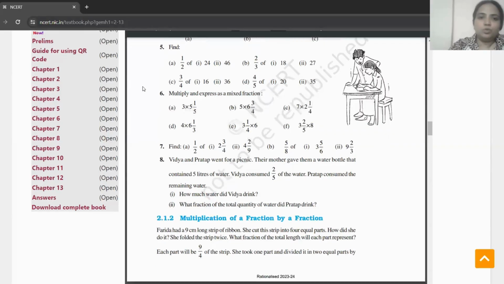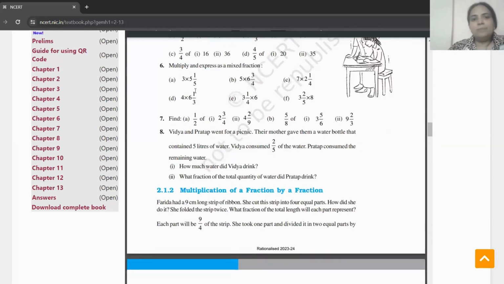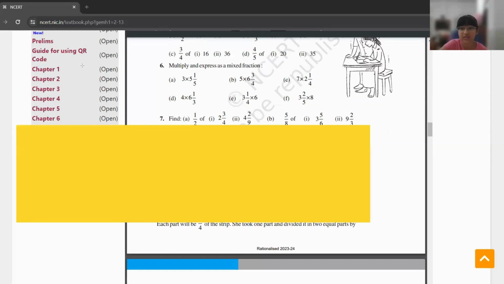We are starting up with question number 6 now. Multiply and express as mixed fraction. Ma'am, somebody's at the door and I am home alone, so I have to check. It might be the bhaiya. Okay, till the time I'm writing the question, go quickly. Go, go, go.